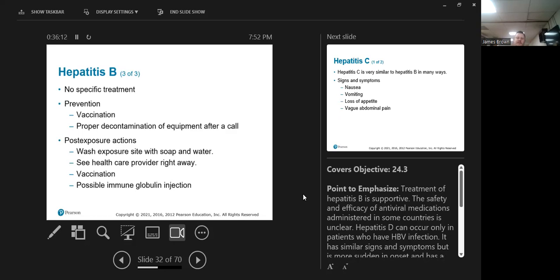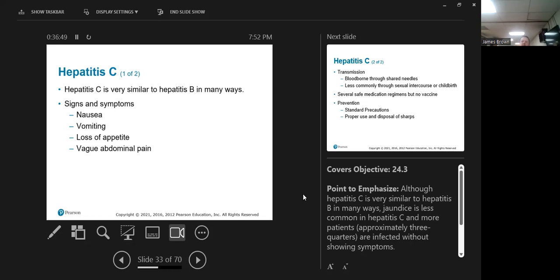There's no specific treatment. The prevention is vaccination and proper decontamination of all equipment after a call. Most of us have our hepatitis B vaccines, and most healthcare professions or healthcare industries require it for you to work at their place. Post-exposure actions: wash the exposure site with soap and water, see a healthcare provider right away, vaccination, possible immunoglobulin injection, which is not going to be a fun time.